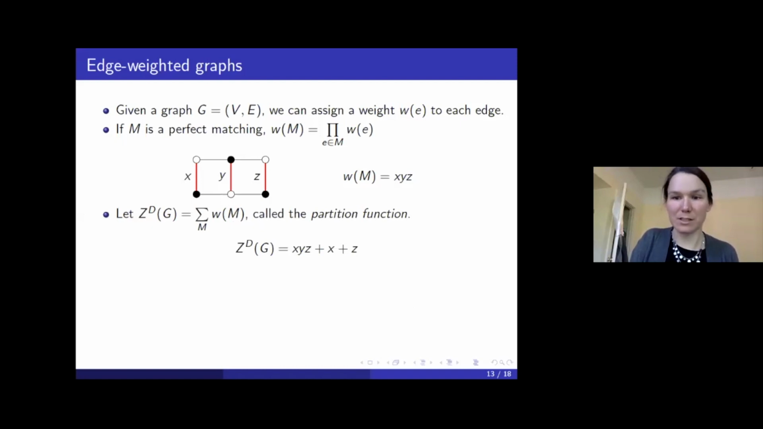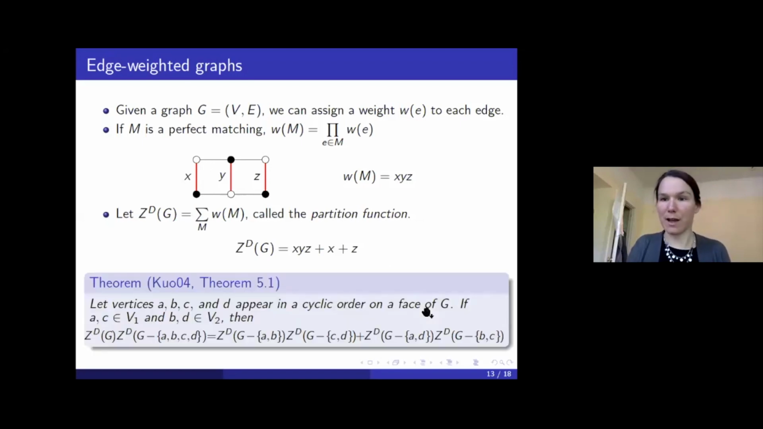The perfect matching shown in the example, the perfect matching consisting of the vertical edge x and these 2 horizontal edges, and the perfect matching consisting of the vertical edge z and these 2 horizontal edges. And then Kuo's theorem has a version with partition functions instead of numbers. And the proof is the same. Great.